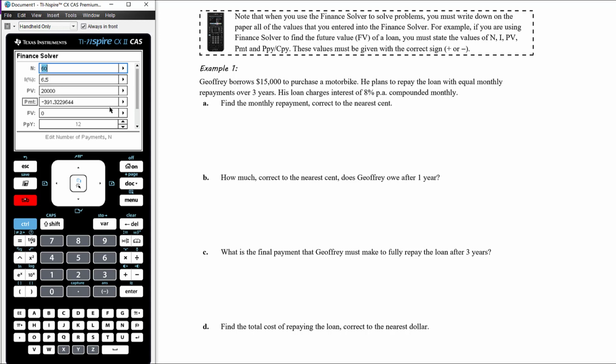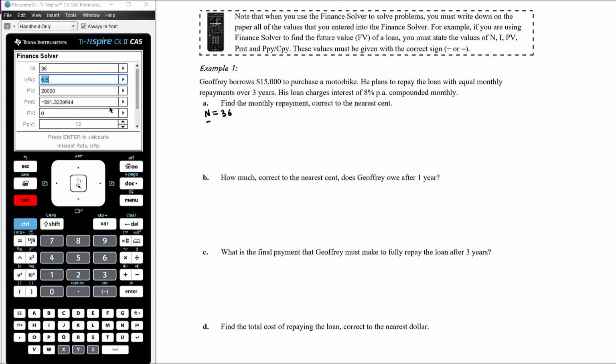Okay, so let's think about what we need. N is the number of repayments, and in this case he wants to make equal monthly repayments over 3 years, so that's 12 times 3, which is 36. Now in your CAS, if it's a larger number and a bigger calculation, you can in this N box actually just type 12 times 3, and then it'll work it out when you tab to the next box.